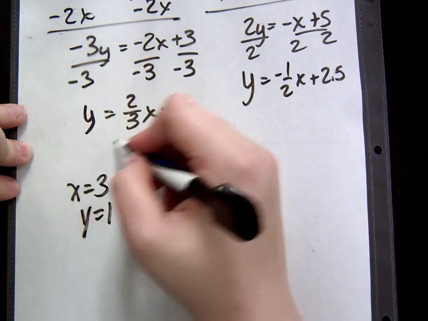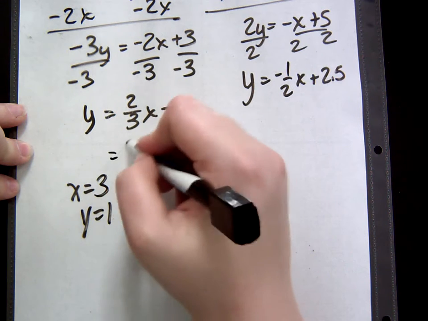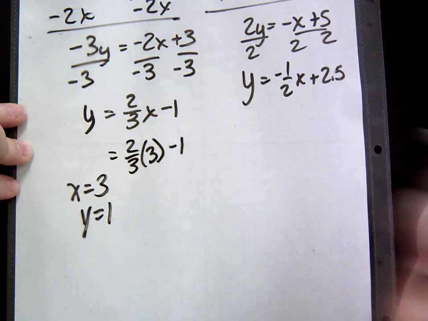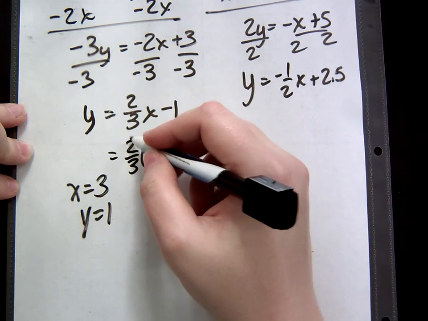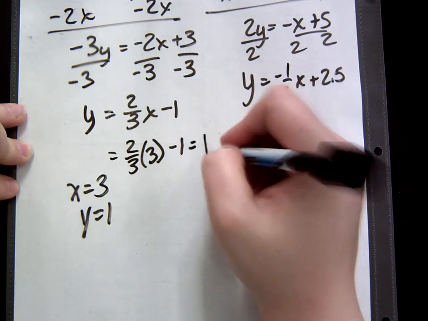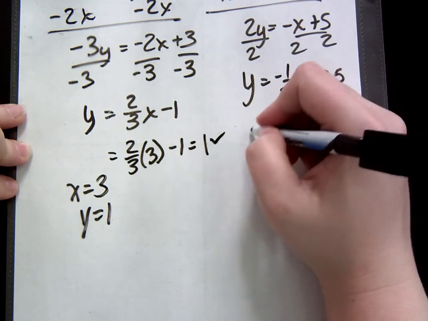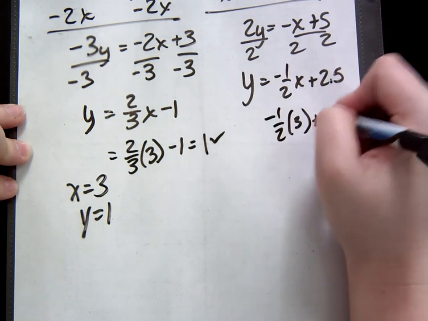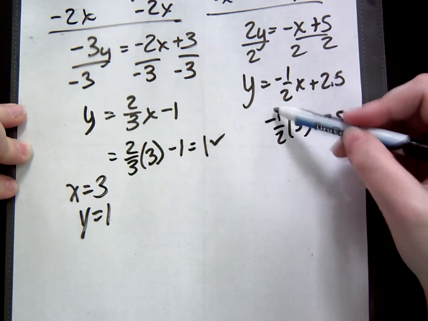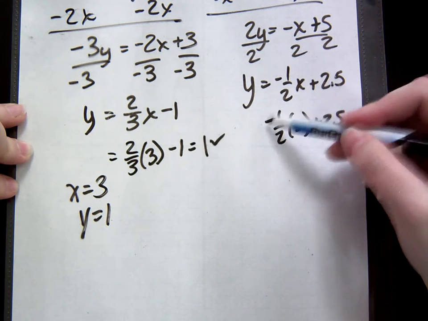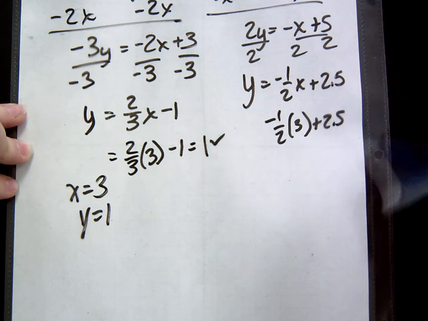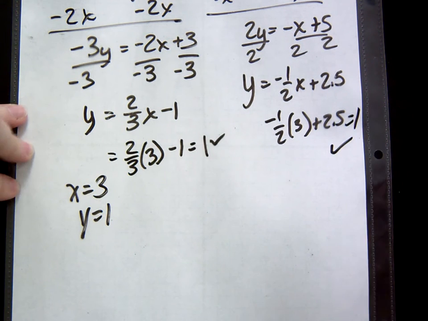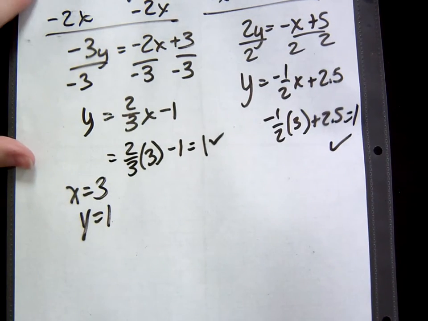So what I'm going to do is, for this one, 2/3 times 3 minus 1, and see what it gives me. Well, 2/3 of 3 is 2, 2 minus 1 is 1, so that one checks out. Over here, if I do negative half times 3 plus 2.5, negative half of 3 is negative 1.5, plus 2.5 would be 1. So that one checks out as well. So if in doubt, check your answers.